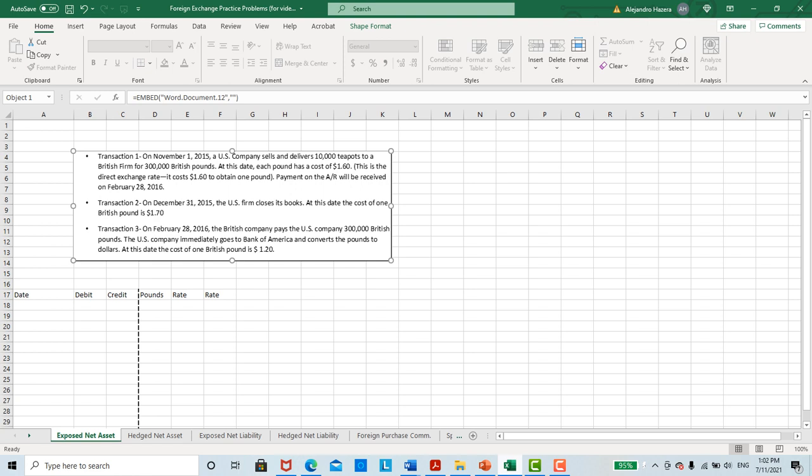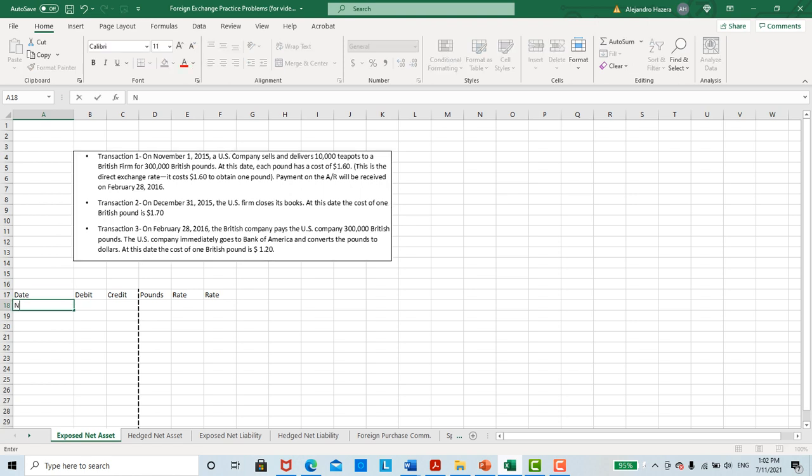Then we come down here to transaction 3, which is when the transaction is settled. And that's in the next year, you'll notice. When the transaction is settled, the British pound is down to $1.20. So each one is worth only $1.20, which means the receivable has really gone down in value. So you start with $1.60, the value of each pound goes up to $1.70, then goes down to $1.20. So you can have a gain here and a loss here. Okay, so let's do these three journal entries.